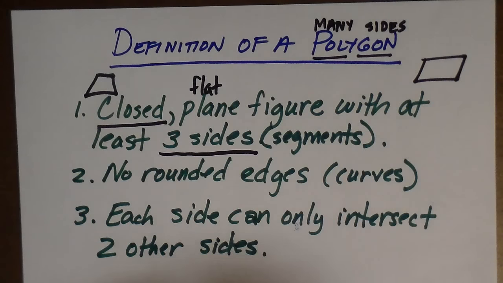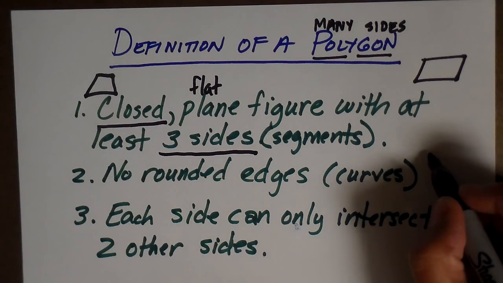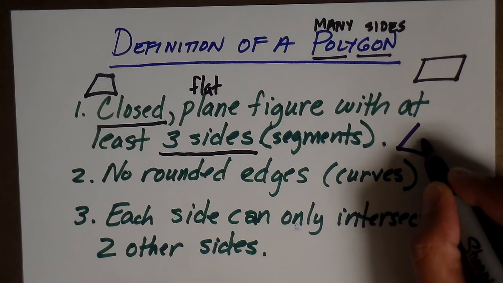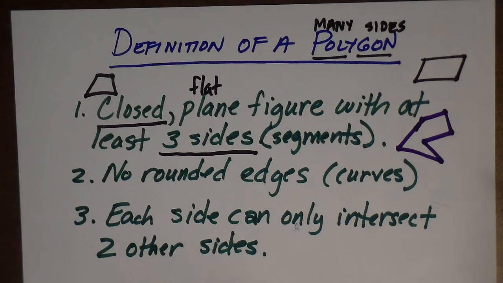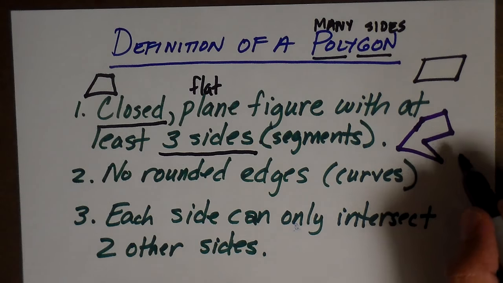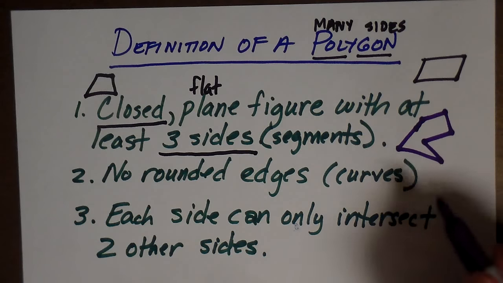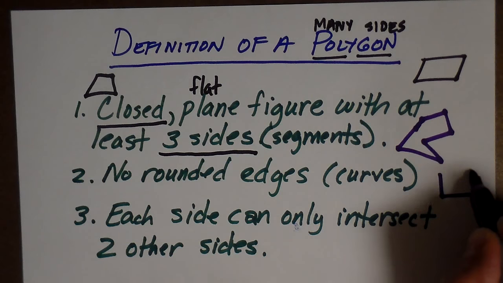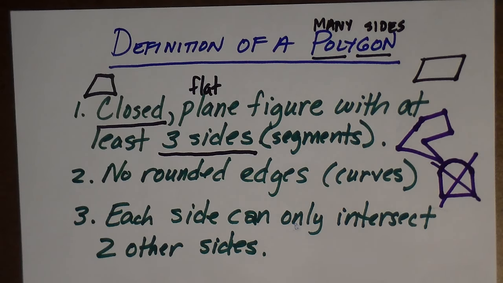The second part of the definition of a polygon is that it cannot have any rounded edges or curves. Polygons come in all different shapes. They all look weird. As long as all of the sides are straight, they're segments. That's what we call them, segments. It's a polygon. You can't have any curves. So for example, if I have 3 sides here that are segments and then I have a curved side here, that is not a polygon. A polygon cannot have any rounded edges.